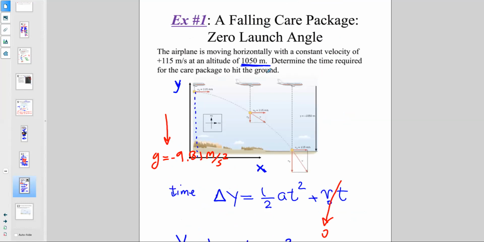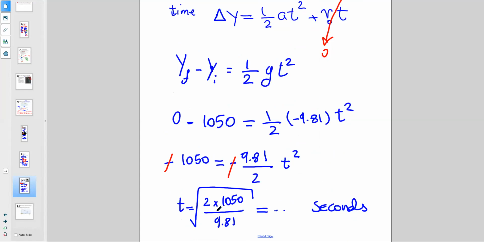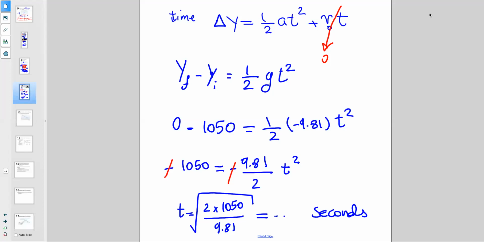See, I didn't even care about this 115 meters per second for this problem, because literally it's just the same as if somebody's up there dropping the package down. It'll take the same timing. It'll take this much time for the package to hit the ground, just as if it was just freely falling down from the airplane. Okay, so I ended up putting this in the calculator, and I got 16.3 seconds for the time that the package will take to hit the ground.